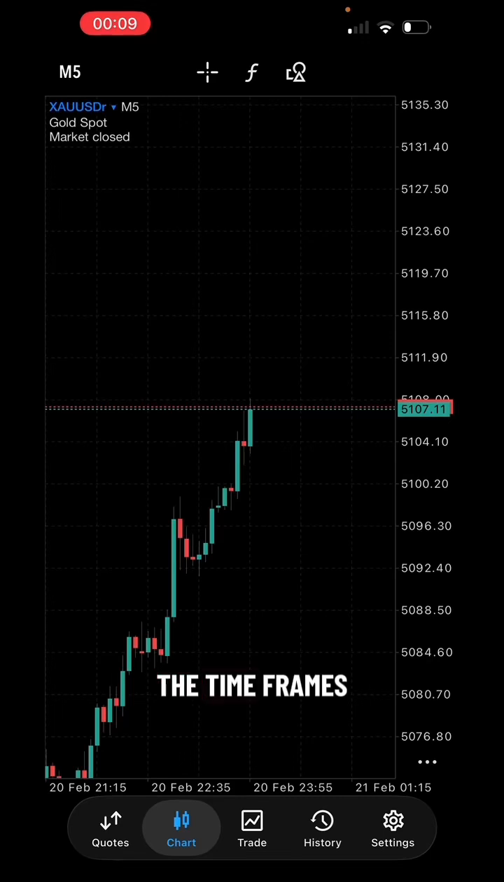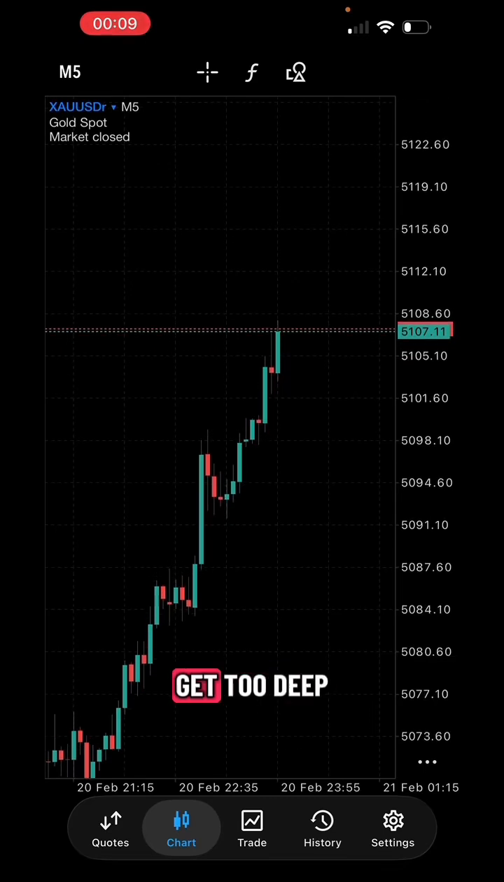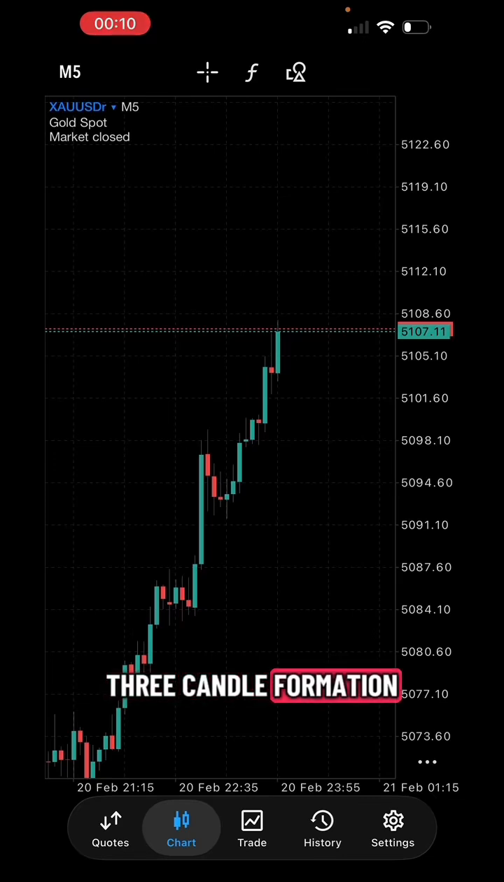But yeah, the time frames are also used for identifying things like fair value gaps. I'm not going to get too deep into fair value gaps with you guys yet because we're still early in this beginner guide, and I'd most likely teach it further down the road. But if you guys do not know yet what a fair value gap is, it's basically a 3 candle formation where the first candlestick's wick does not overlap the third candlestick's wick.